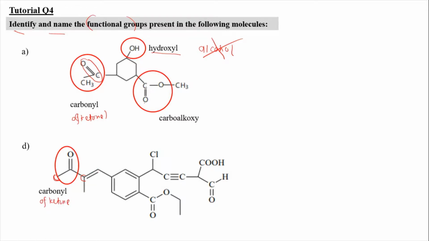Next, we have an alkene here. So the alkene is the class of the compound. But for the functional group, we're going to say it as a carbon-carbon double bond.